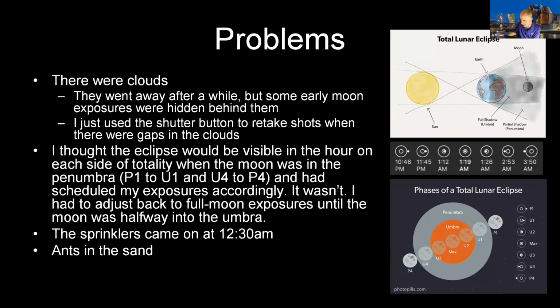But as it turned out, even after 10:48 and up to 11:45, while the moon was in this penumbra, I couldn't tell a difference between the moon being in the penumbra and the moon being outside of the penumbra, just being a normal full moon. I didn't see any eclipse going on there. So what that meant was my carefully written out schedule of exposures was wrong, and I really needed to start the eclipse exposures an hour later than when I thought I had to.